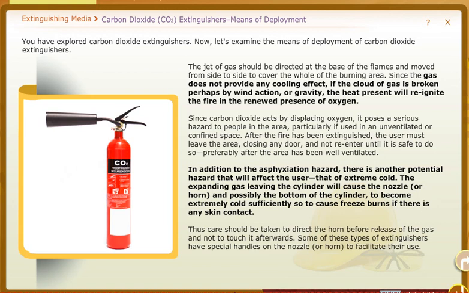In addition to the asphyxiation hazard, there is another potential hazard that will affect the user, that of extreme cold. The expanding gas leaving the cylinder will cause the nozzle or horn and possibly the bottom of the cylinder to become extremely cold, sufficiently so to cause freeze burns if there is any skin contact. Thus, care should be taken to direct the horn before release of the gas and not to touch it afterwards. Some of these types of extinguishers have special handles on the nozzle or horn to facilitate their use.